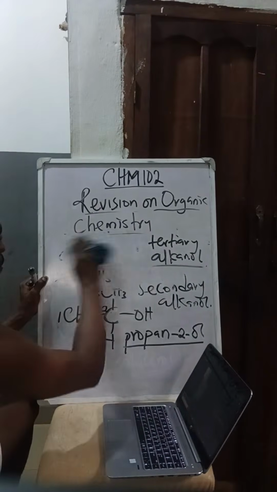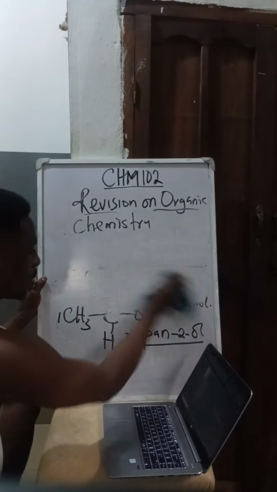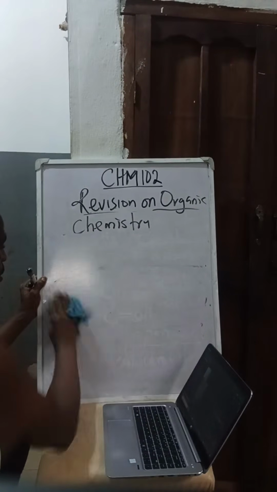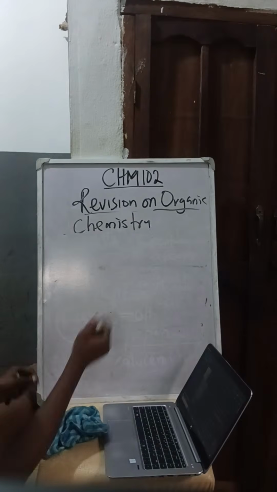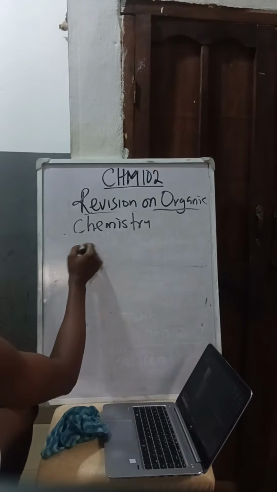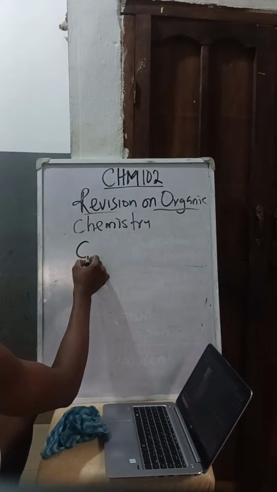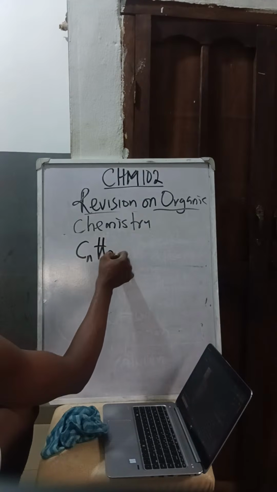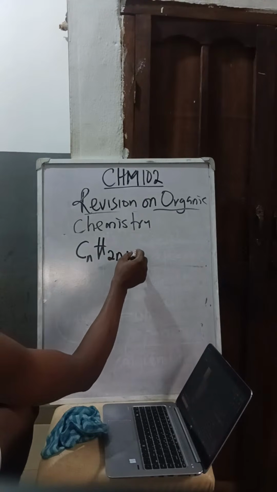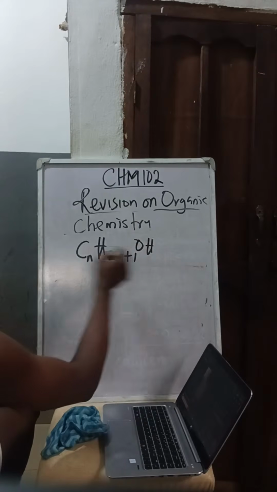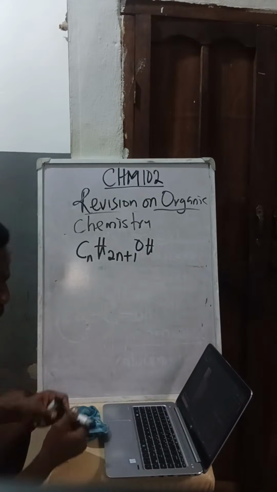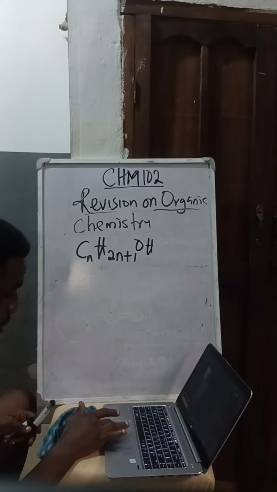Okay, so let's see how we can answer some questions. But before then, still on alcohol, CnH2n+1OH is the general formula for alcohol.